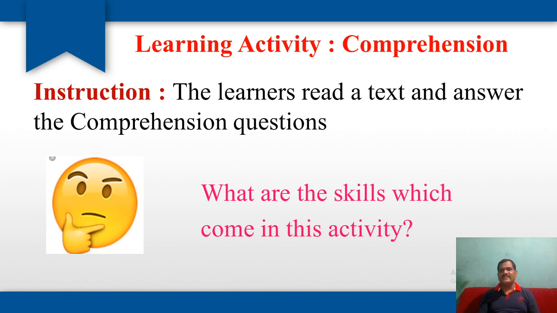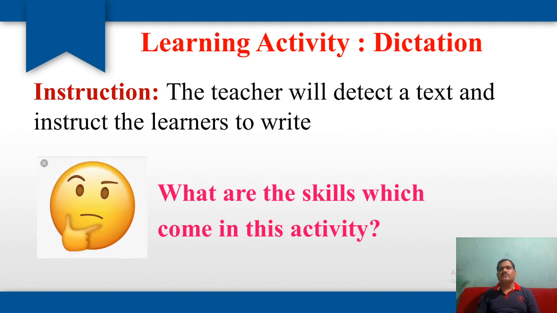So what are the skills which come in this activity? Yes, think and tell me. You can find that there are reading and writing. The next thing is also dictation. The teacher will dictate a text and the student will listen to the teacher and also write the dictation. So here what are the skills you can find? That means the student listens and then also writes. That is, a listening and writing activity is also done.